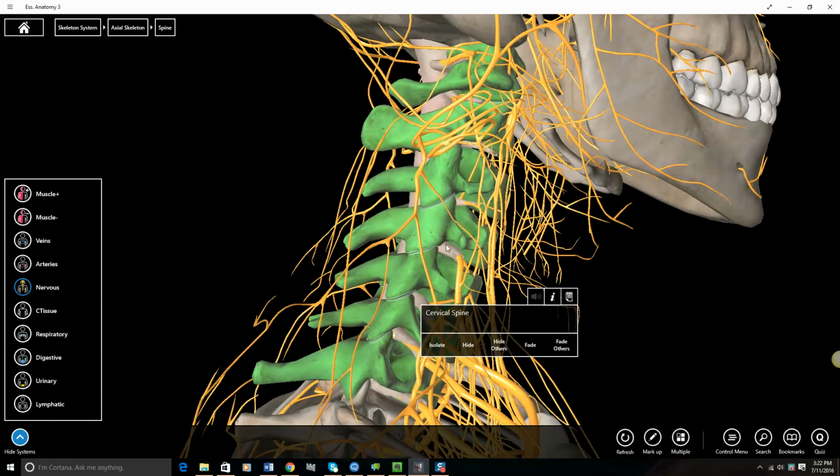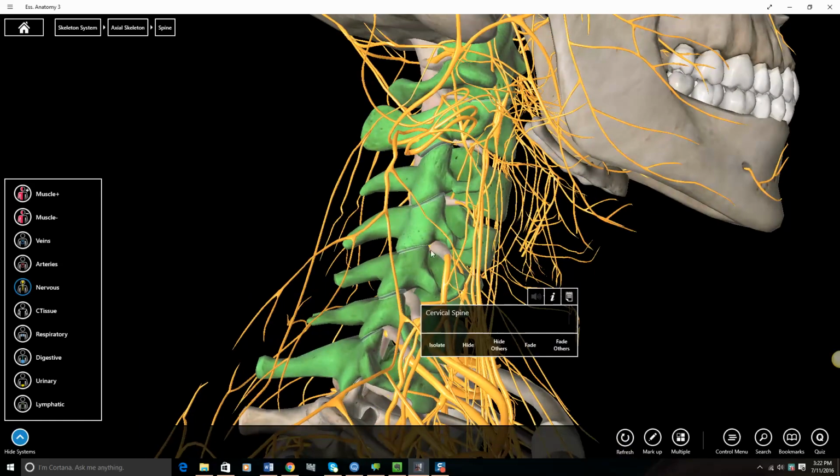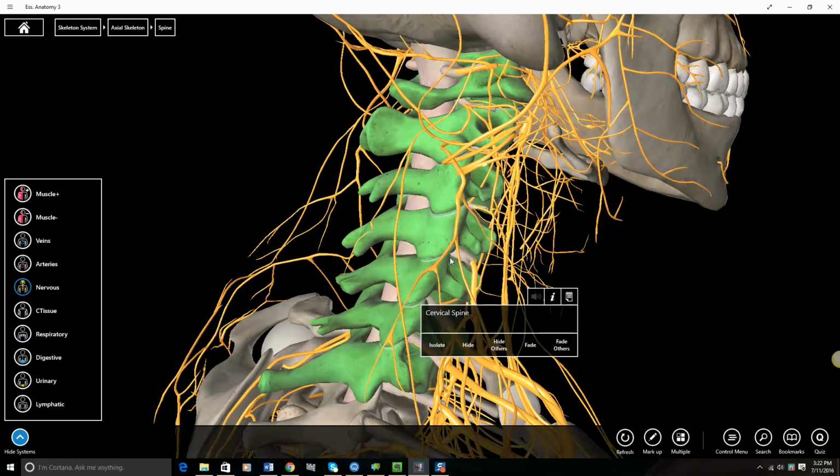And oftentimes when we're moving the spine, if this segment gets moved too far, it can actually close down that hole and cause pinching. Also, people can get disc herniations, disc bulges. But this is a really neat picture of the nerve coming out of the hole.